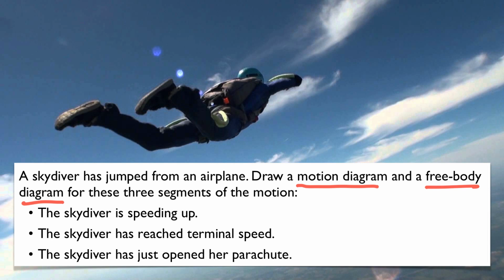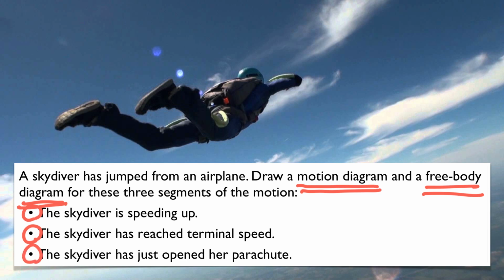When you are actually solving problems, it's vitally important that you draw the motion diagram and that you draw the free body diagram. And so we're going to give you practice for this. And so the first assignment, we're basically just drawing the pictures. So a skydiver has jumped from an airplane. We're going to draw a motion diagram and a free body diagram for 3 segments of the motion. First, the skydiver is speeding up. Second, the skydiver has reached terminal speed.